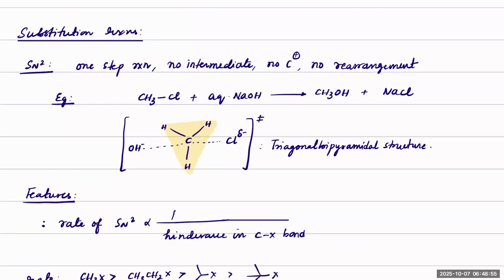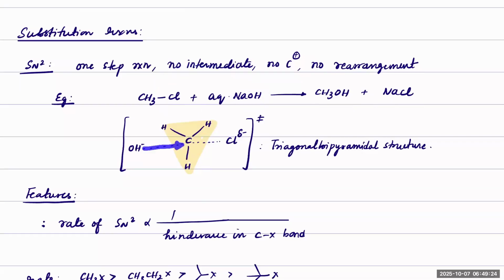Now, whenever it comes to alkyl halides, the substitution reactions are something which we need to check. And in substitution, you start with SN2, then SN1, SNi. Those are all the cases. SN2 is a one-step reaction. There are no intermediates, no carbocation, no rearrangement. So a nucleophile like OH minus can attack here, Cl minus can be released, and you'll get methanol and NaCl.